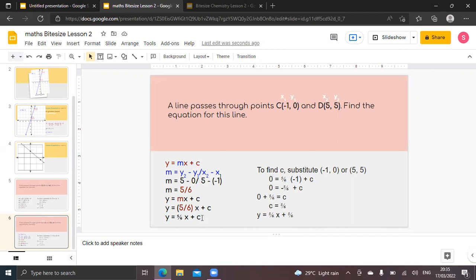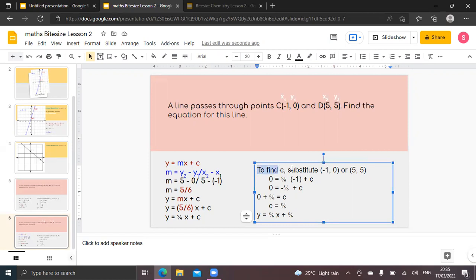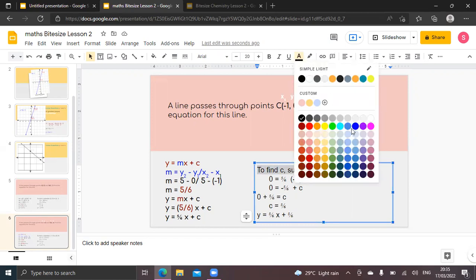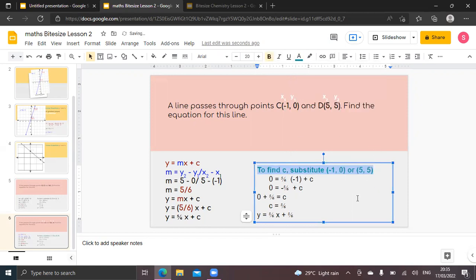So what do I need to do? To find c, substitute the values of a point. You can choose any point you like. Well, saying any point is not quite right, it must be a point that is given, either your C or your D here. I think I choose C here. You can choose either one, so I'm choosing C. So just delete D there.